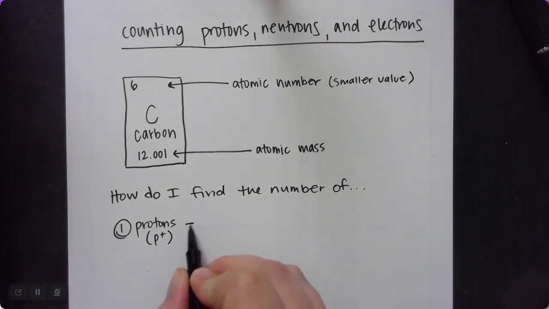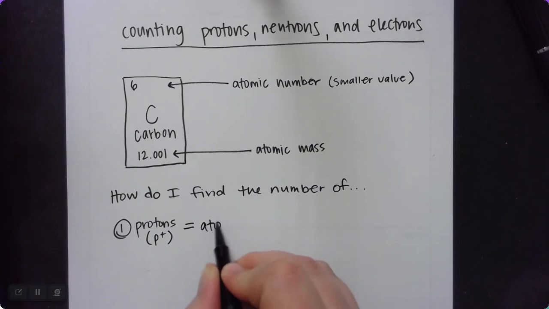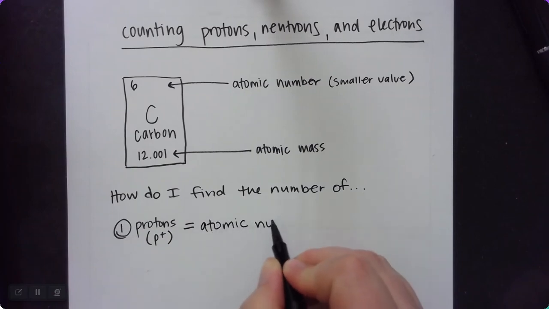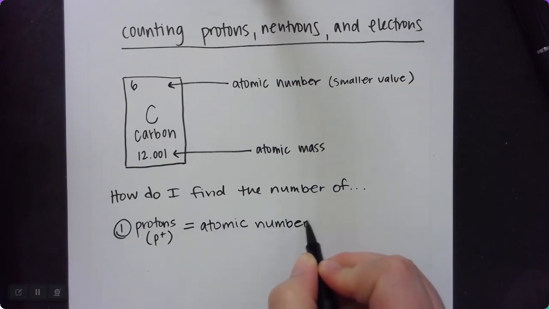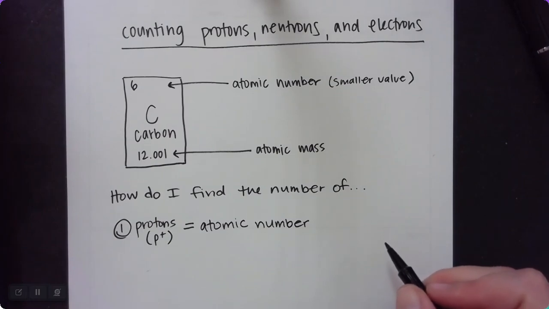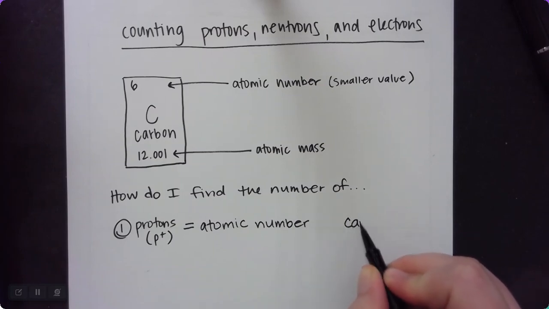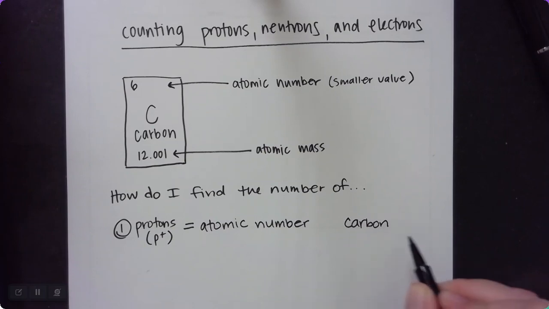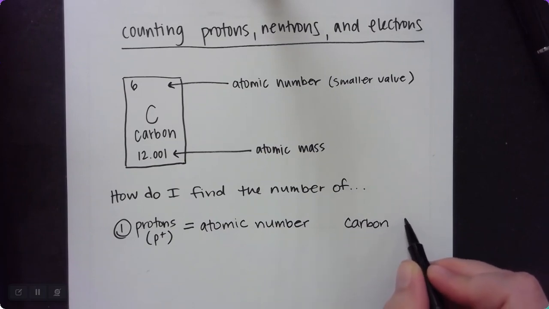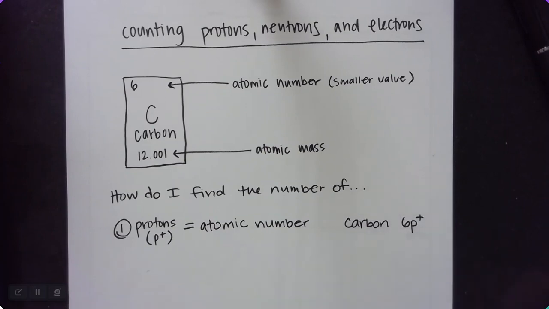So how do I find the number of protons? It's actually equal to our atomic number. So if we're able to use the periodic table and figure out our atomic number, then we will know how many protons are in the nucleus of a given element's atom. So for our example here, carbon has how many? It's got 6 protons. Okay? So let's go down to the next thing.